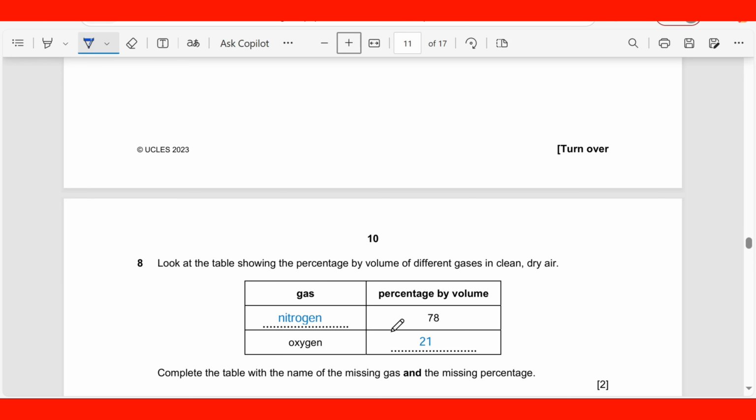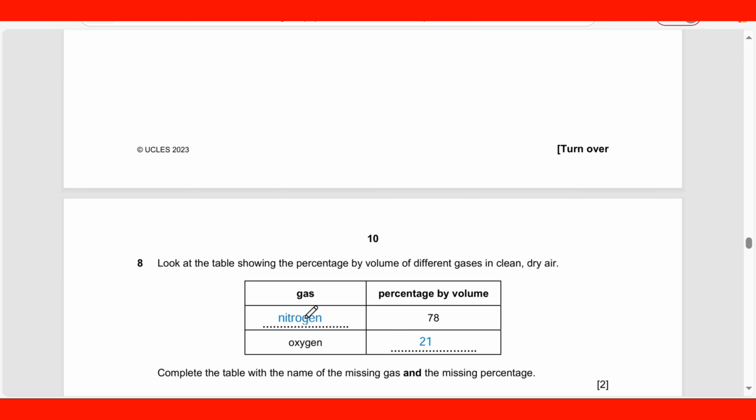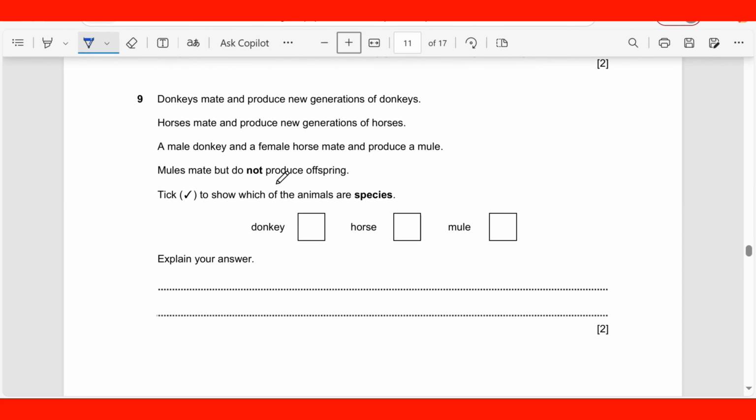So 78% is nitrogen that exists in dry, clean air, and then oxygen is 21%. So they total up to 99, and 1% is other gases. Alright, let's move on. Number 9.